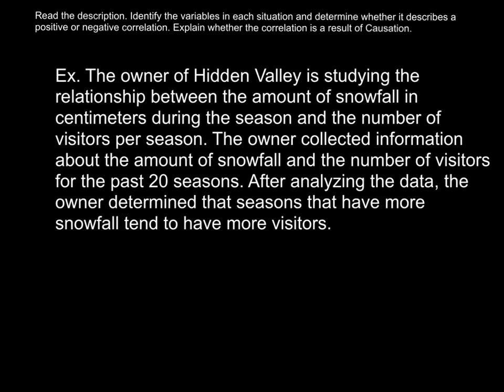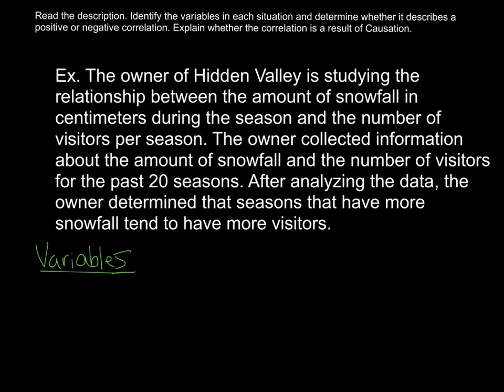All right, so we're going to read the description, identify the variables in each situation, determine whether it describes a positive or negative correlation, and then explain whether the correlation is a result of causation. The example is: the owner of Hidden Valley is studying the relationship between the amount of snowfall in centimeters during the season and the number of visitors per season. The owner collected information about the amount of snowfall and the number of visitors for the past 20 seasons. After analyzing the data, the owner determined that seasons that have more snowfall tend to have more visitors.